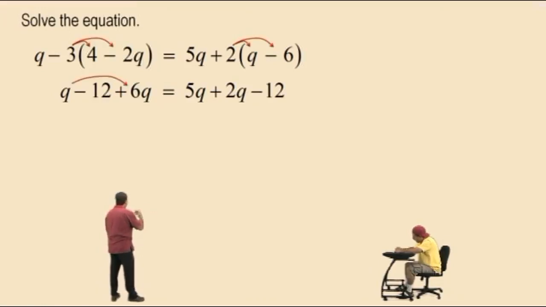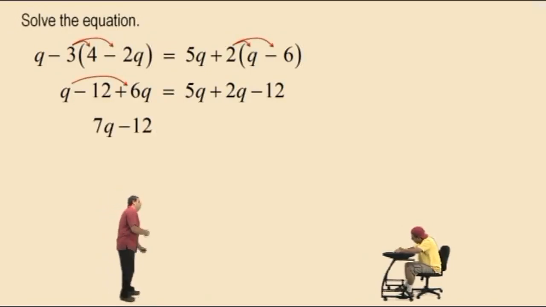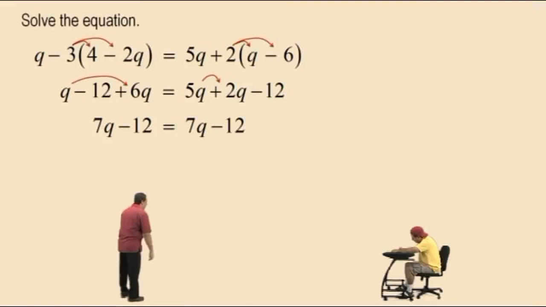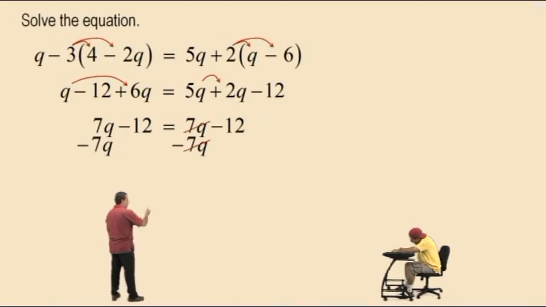Combine like terms, Charlie. 1q plus 6q's is how many q's, Charlie? 7 q's. 7q. Okay, subtract 12. Right-hand side, what's 5 q's plus 2 more q's? 7q. Very nice there, Charlie. Bring down your work. And notice, to isolate the variable on the right-hand side, you subtract 7q, right? And so notice they cancel there, but they also cancel over here. And therefore, you end up with negative 12 equals negative 12.